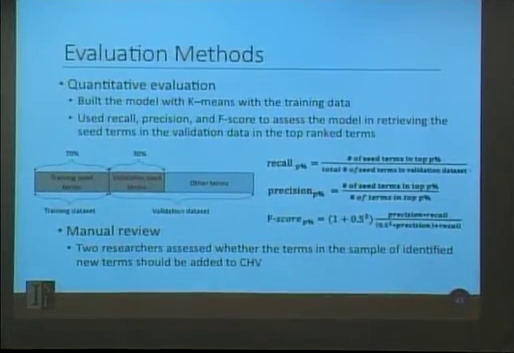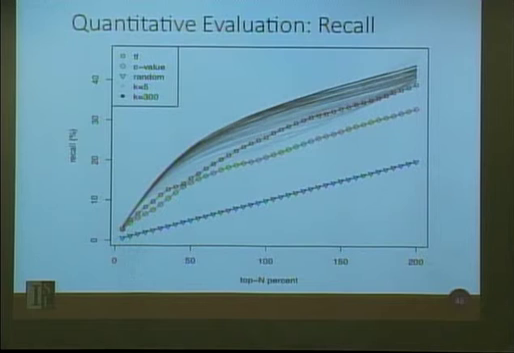We compare our method with 3 baselines: the term frequency baseline, the random order baseline, and the C-value baseline. And as I said, because we want to give a lot of information to the readers, in this figure we have a lot of variables. This axis is the top n%. For example, if we have 1,000 CHV terms in our validation data set, the top n means the top n% out of the CHV terms.